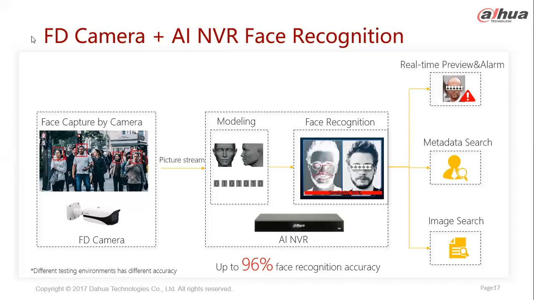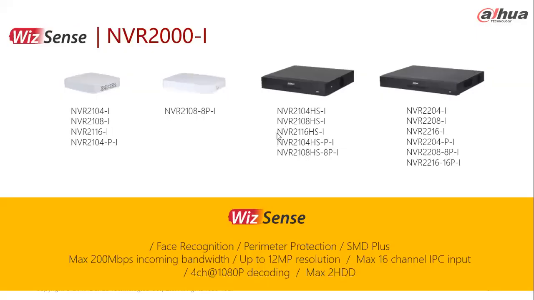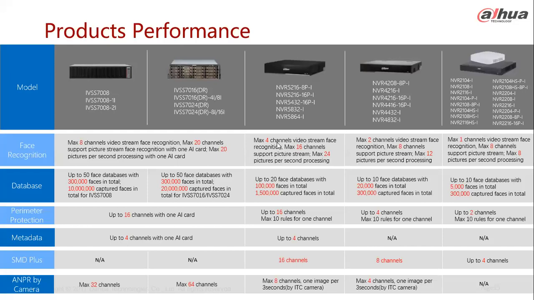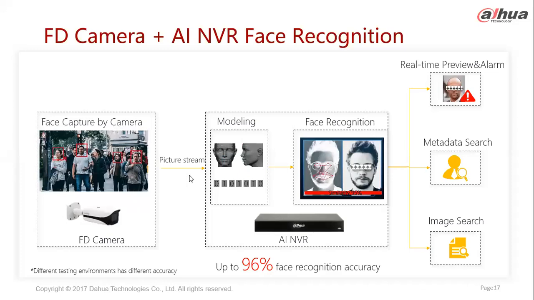So I talked about the face detection camera plus AI NVR face recognition. You have face detection capture the picture, the picture stream will go, then the NVR will do modeling and the facial recognition. This picture stream here is the output of the FD camera. From this point here, maximum 16 channels are supported for picture stream. This 16 channel is for the face detection camera. So this is how face recognition works with a face detection camera and an AI NVR.